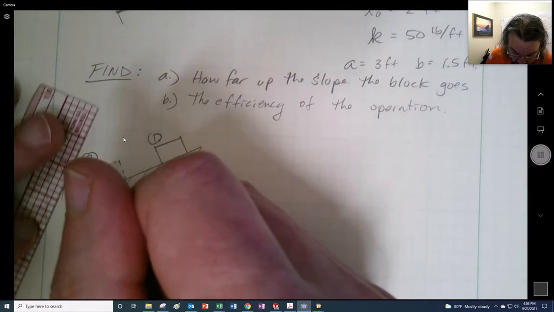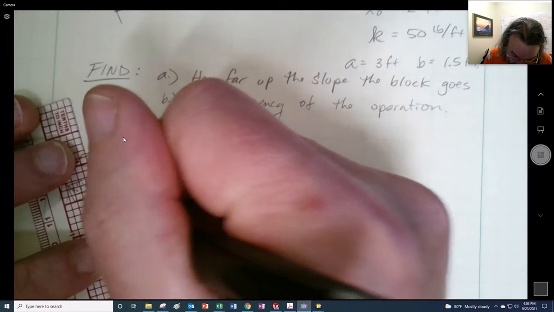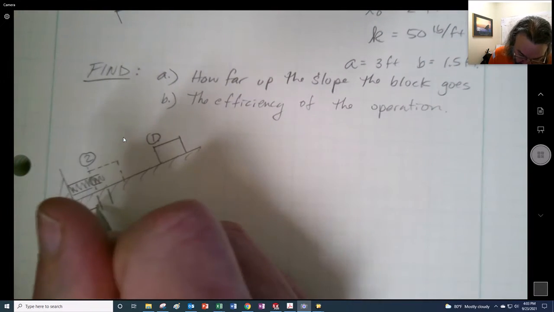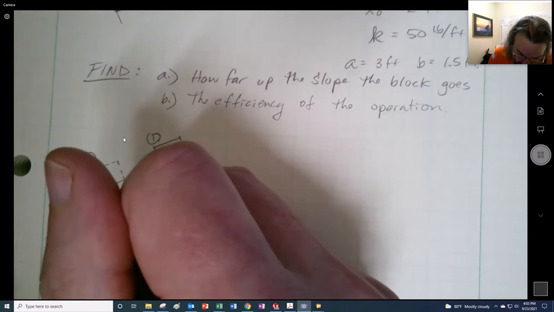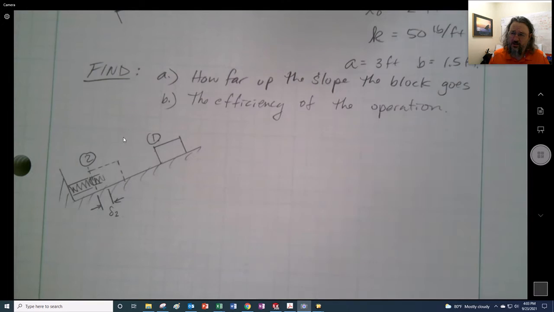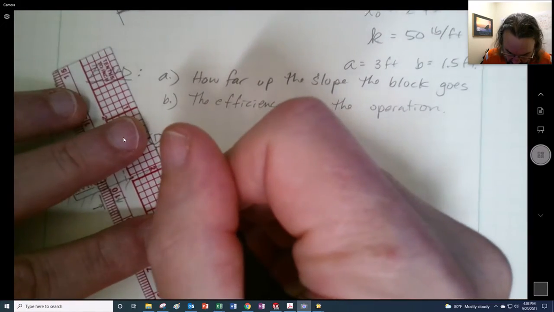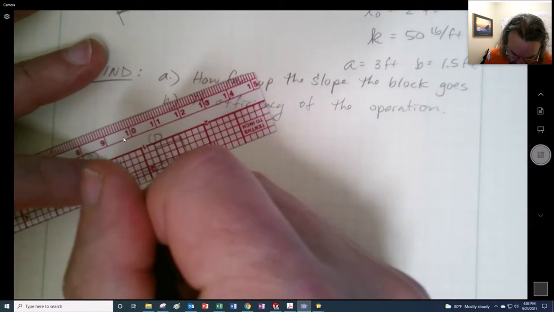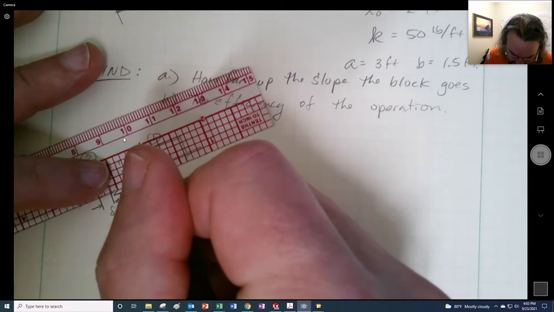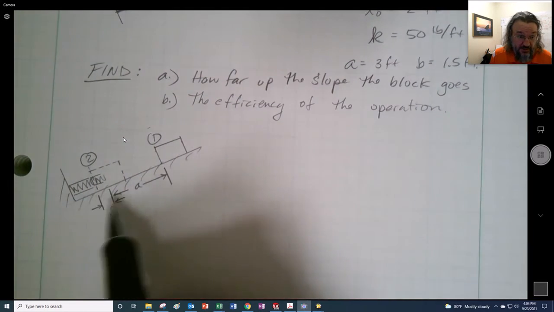So I guess I'll draw this thing up a little bit right here. So one thing that we're going to know here is this is going to be the del 2 right there, where it's actually the additional amount of displacement. Also, the distance this thing is going to move is going to be that A. So the total amount of movement it's going to make between states 1 and 2 is going to be A plus this del 2.